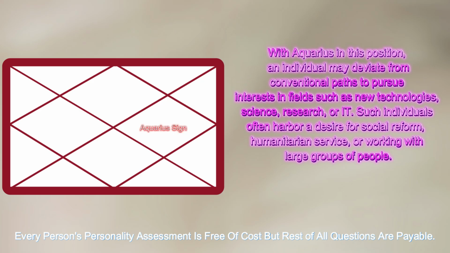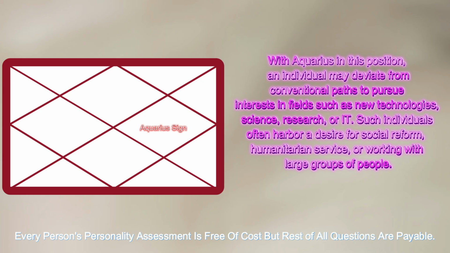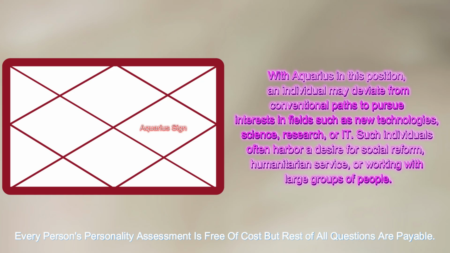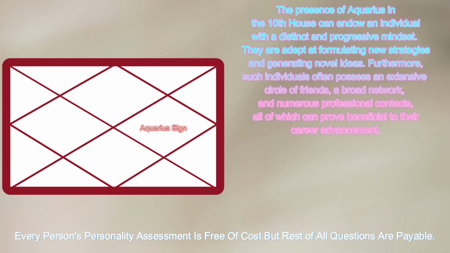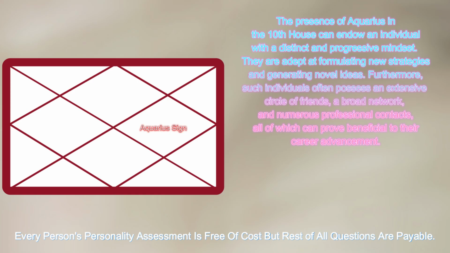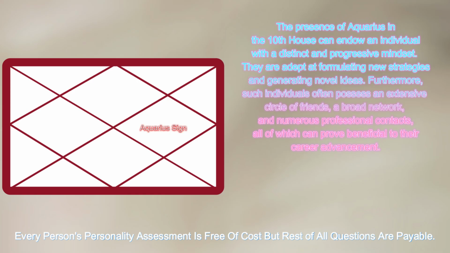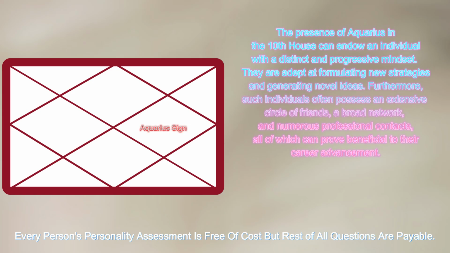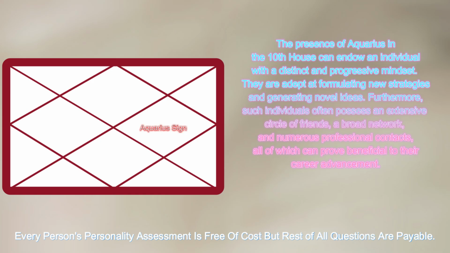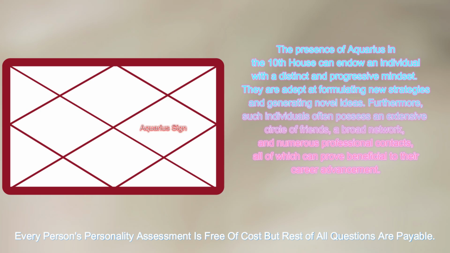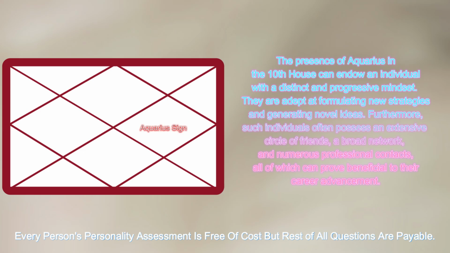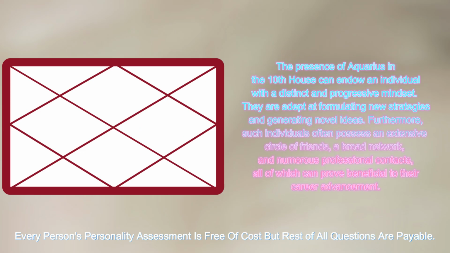Such individuals often harbor a desire for social reform, humanitarian service, or working with large groups of people. The presence of Aquarius in the 10th house can endow an individual with a distinct and progressive mindset. They are adept at formulating new strategies and generating novel ideas. Furthermore, such individuals often possess an extensive circle of friends, a broad network, and numerous professional contacts, all of which can prove beneficial to their career advancement.